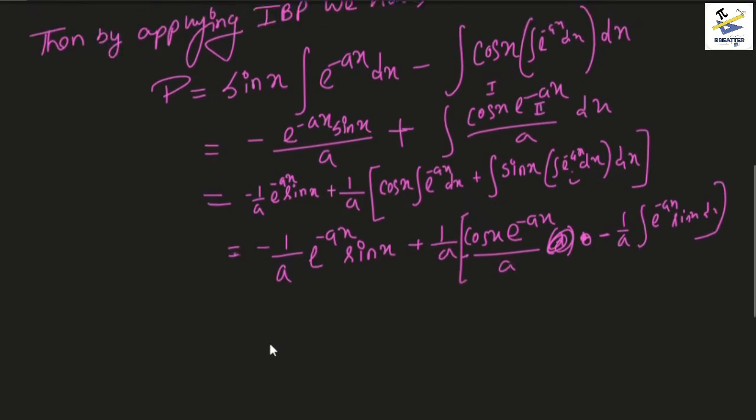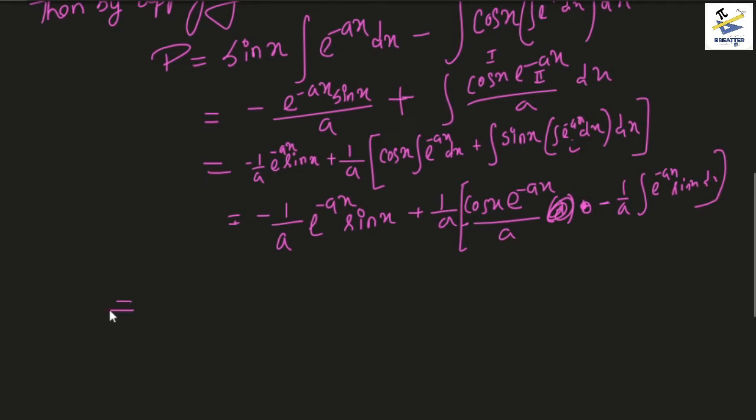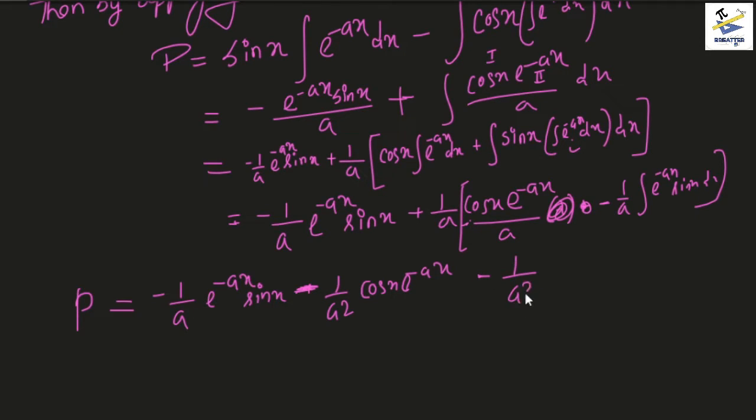So when we expand everything, what we get is as follows: p equals minus 1 by a e to the power minus ax sin x plus 1 by a squared cos x into e to the power minus ax. Actually it's minus because we had forgotten the minus sign, and then there was another minus, which is minus 1 by a square integral of e to the power minus ax sin x dx, right?